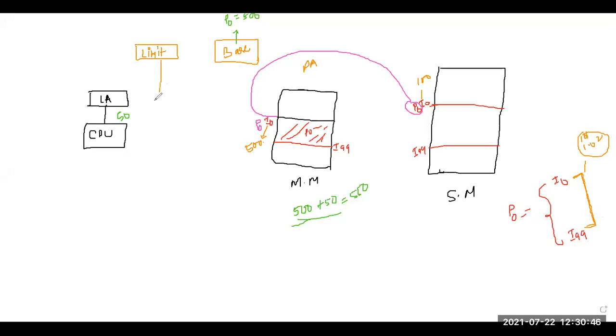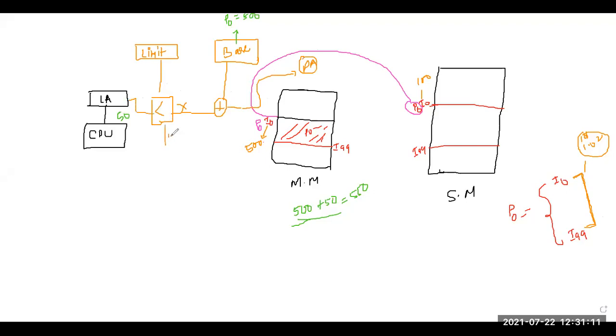So first of all, I will check this. What will we do? We will check whether the instruction is less than the limit. If the instruction is less than the limit, and it is yes, then I will add this instruction with the base register. Whatever address is generated, that will be your physical address. It will be generated.